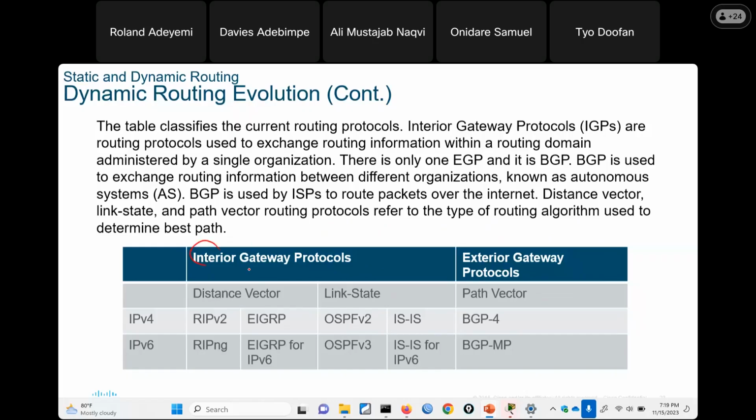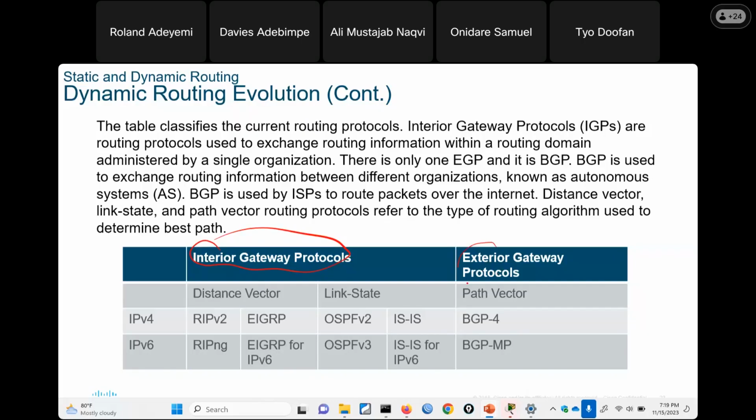So these are the protocols again here. Some of those protocols are referred to as interior gateway protocols because they are used within an autonomous system. What is an autonomous system? A collection of networks that belong to the same organization. They may be in different cities, they may be in different countries, but they belong to the same organization. So this is a dynamic routing protocol used within an autonomous system.